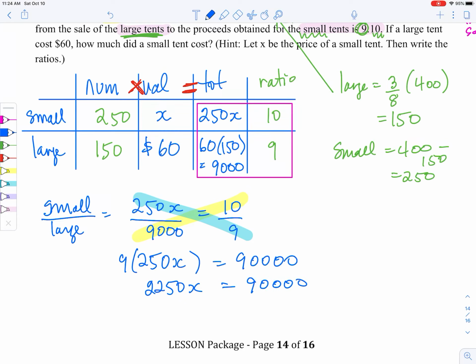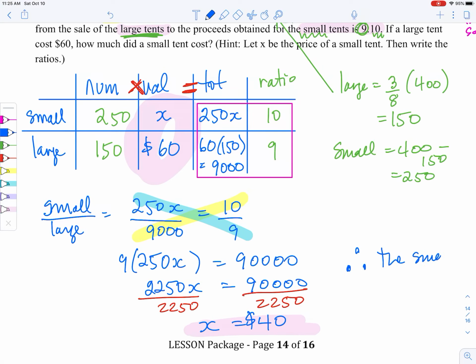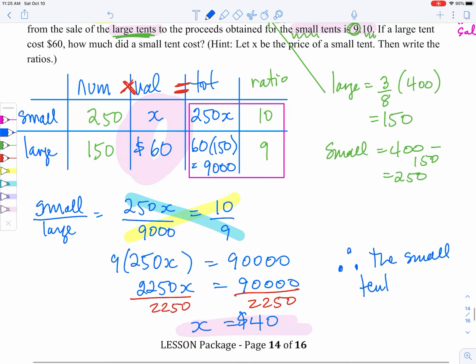Divide both sides by 2250. And when we do that calculation, we get that x equals 40. And looking back, x, I'm going to highlight in pink highlighter, x was this part here. X was the value in dollars. So x down here needs to be in dollars, and therefore the small tent cost $40.